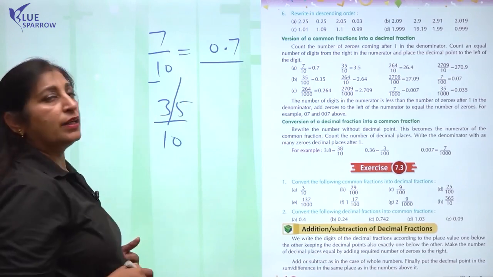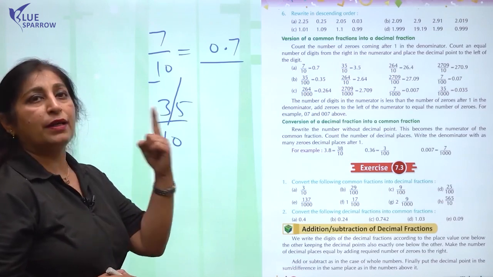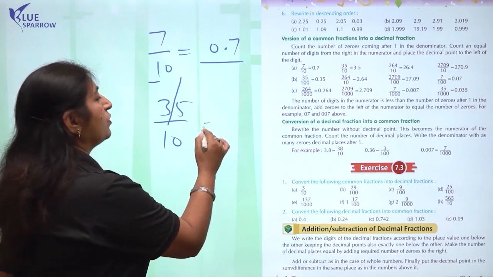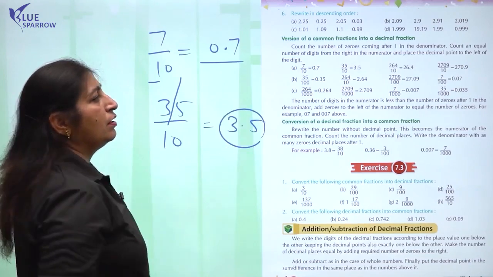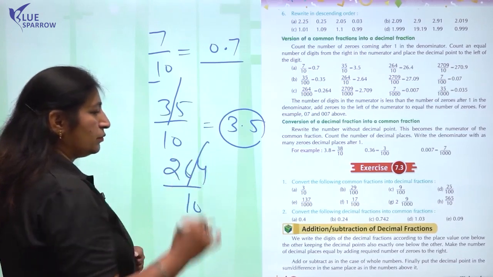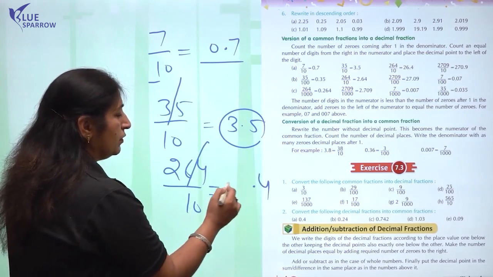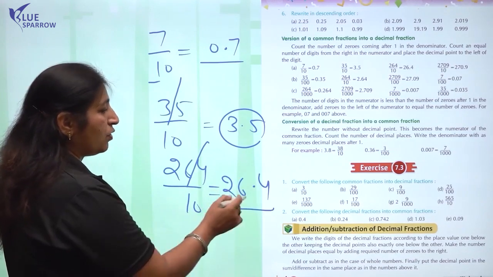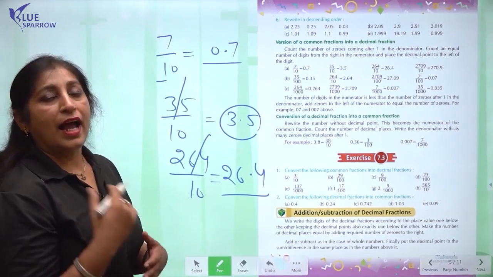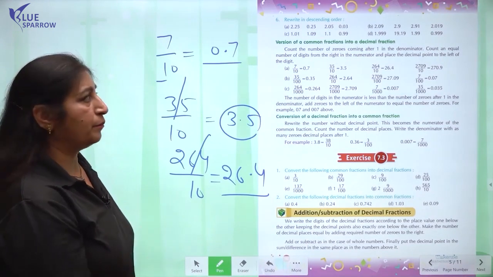Suppose the number is 35 upon 10. You would put a point over here because there is only 1 zero after 1. So you would leave only 1 place from the rightmost side and put the decimal before it. That would be 3.5. Similarly, if you have 264 upon 10, you would put a decimal over here, meaning you would leave only 1 place. That would be 26.4. Because we have to put the decimal after leaving as many digits as there are zeros in the denominator with 1.